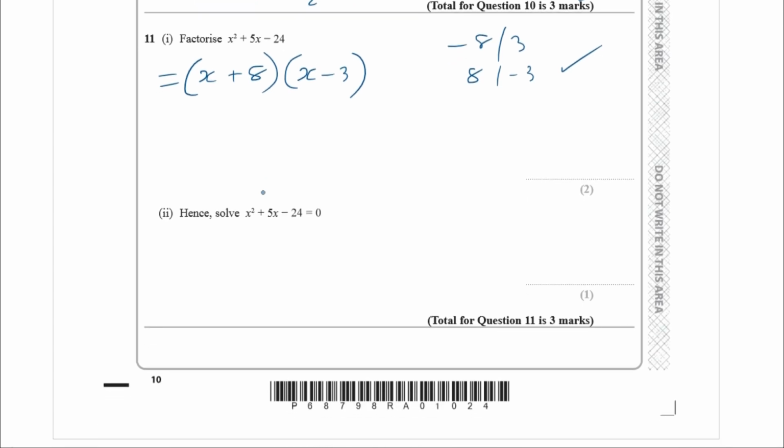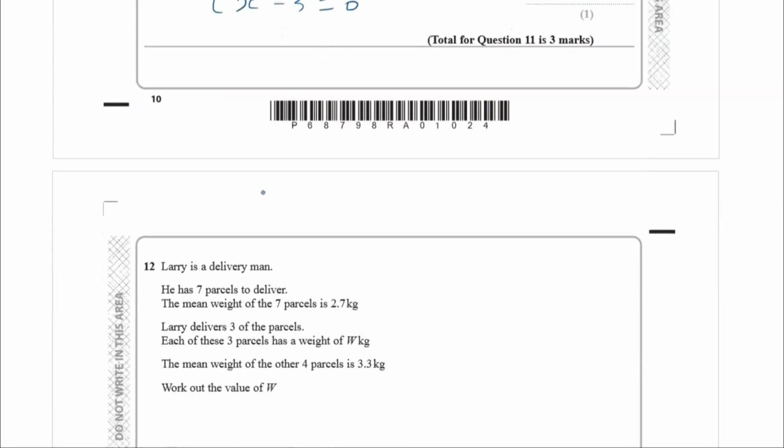And it says hence solve. Now, since you've already got the factorized version, you're looking for x plus 8 being equal to 0, or x minus 3 being equal to 0, which would suggest two solutions. The first solution is x1 equal negative 8, and the second solution is x2 equals positive 3. Okay, this is really good. So far, so good for all of these marks.